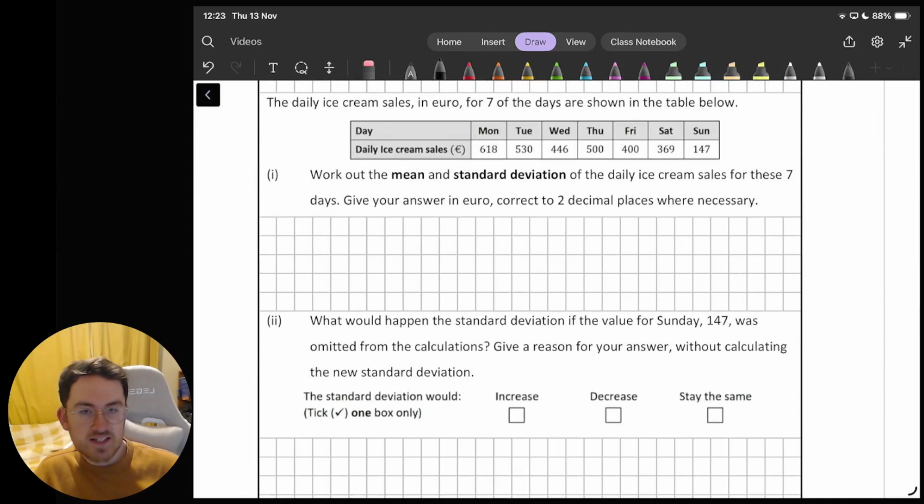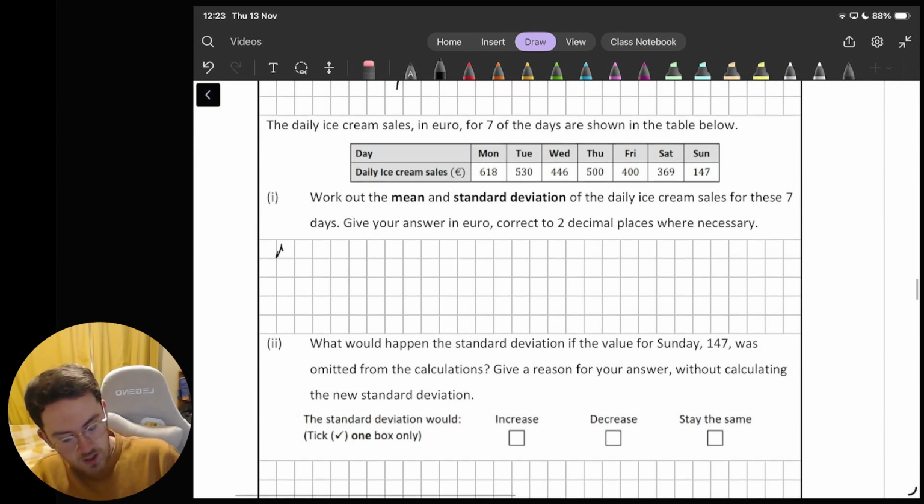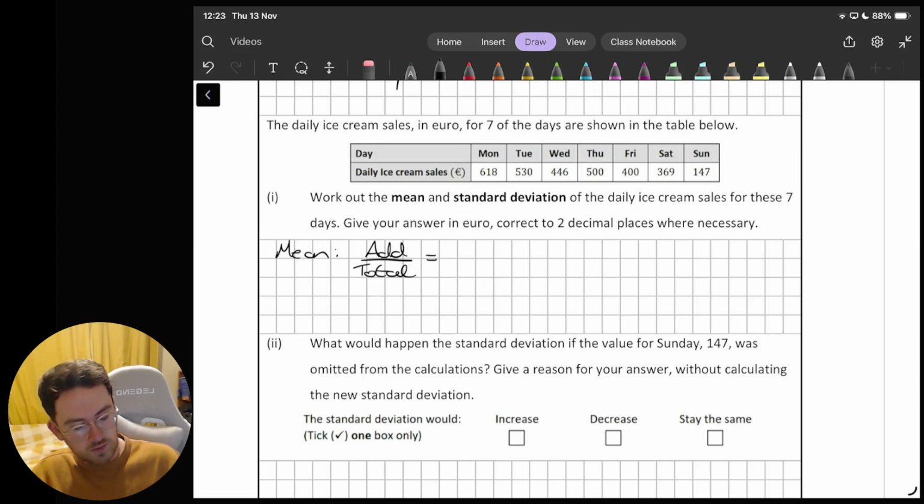Work out the mean and standard deviation for the different ice cream sales. So let's start with the mean. We should hopefully remember that for the mean, we need to add all the points and divide by the total number of points. We're only looking for these 7, so we need to add all of these together. If I add all those together, I'm going to get 3010 over 7, which is 430. So my mean sale is 430.